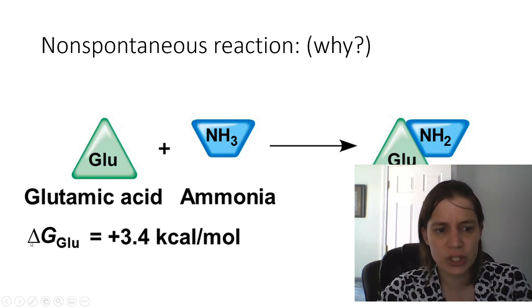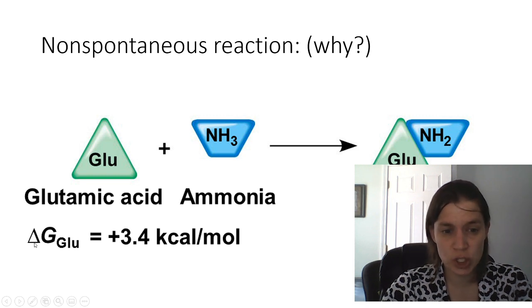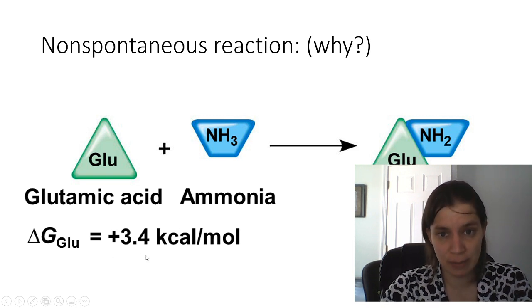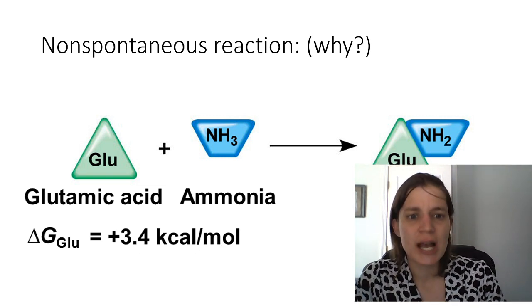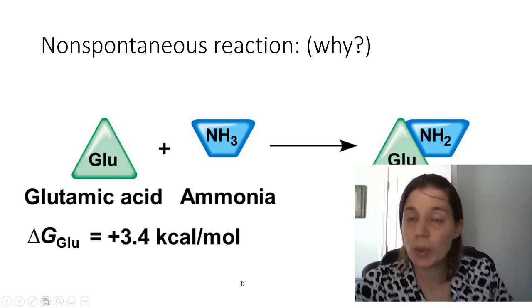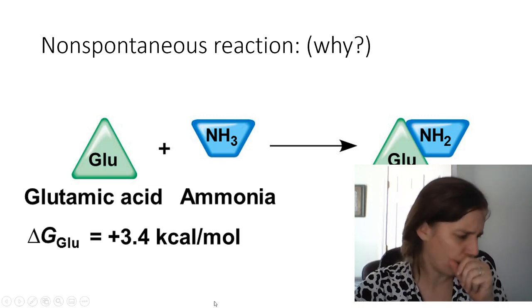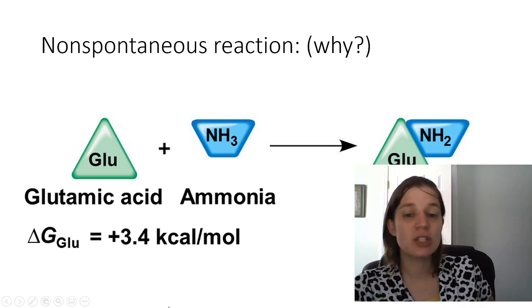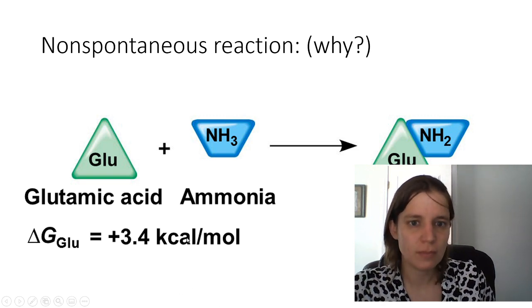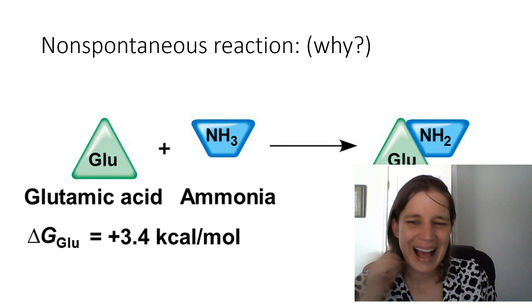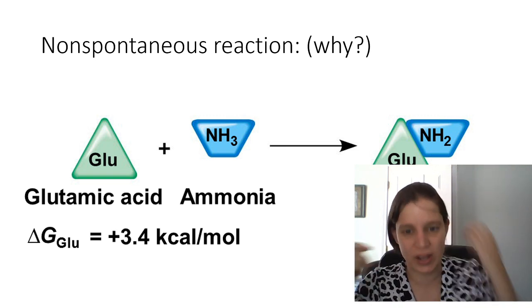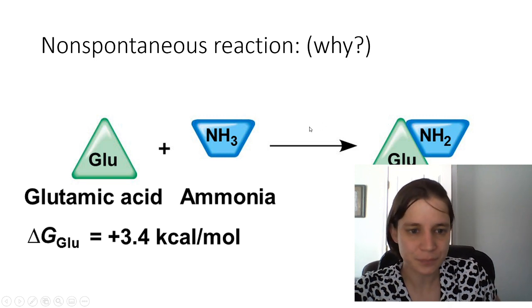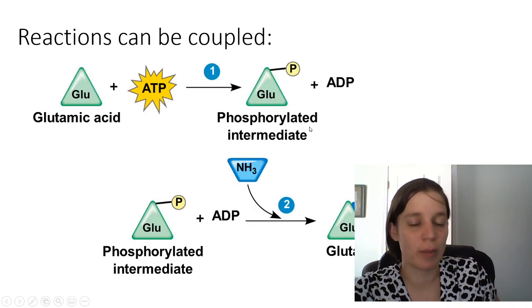Here we can see this delta G, this change in free energy. That's a positive number, 3.4 kilocalories per mole. That's saying it takes a certain amount of energy to have this reaction happen. So it's not spontaneous. It's not happening on its own. All right? But there's got to be some way to pay for this, right? You need to make this happen. So the way you do that is you couple it.